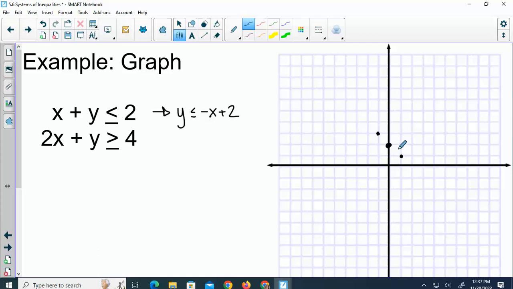Then you have to watch if you have a solid or a dashed line. How do you know? Equal to would mean solid, not equal to is dashed. So this one would have a solid line.